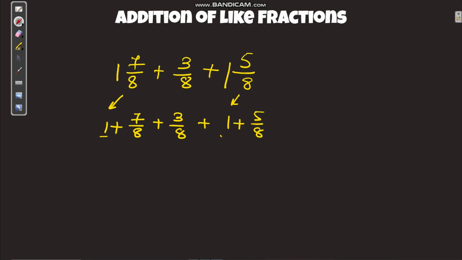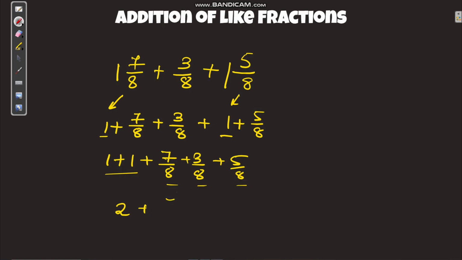I'll bring my whole parts to one side. Okay, so it is 1 plus 1 plus 7 by 8 plus 3 by 8 plus 5 by 8. If you notice, 1 plus 1 is nothing but 2 plus. Here all the denominators are the same, that means they are like fractions. So I can add their numerators, that is 7 plus 3 plus 5, the whole thing upon 8. So it is 2 plus 7 plus 3 is 10, 10 plus 5 is 15 upon 8. Now what is 15 upon 8?